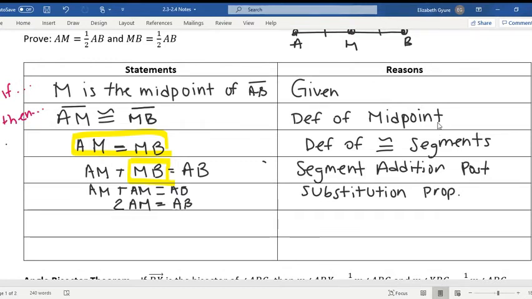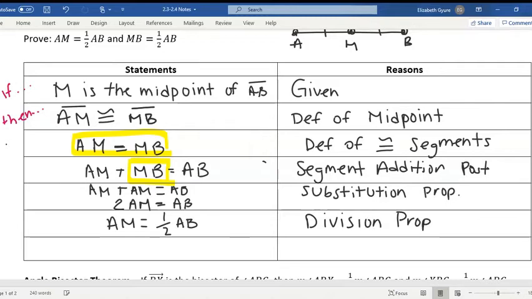So now what I can do, if you look, I'm almost there, right? I have 2AM equals measure of AB, super similar to this, except I need to take this 2 and get it to the other side and turn it into a 1/2. Well, you can do that by dividing both sides by 2, which is the division property. So I'm going to say that the measure of AM equals 1/2 the measure of AB. Again, I divided both sides by 2, so that is the division property.